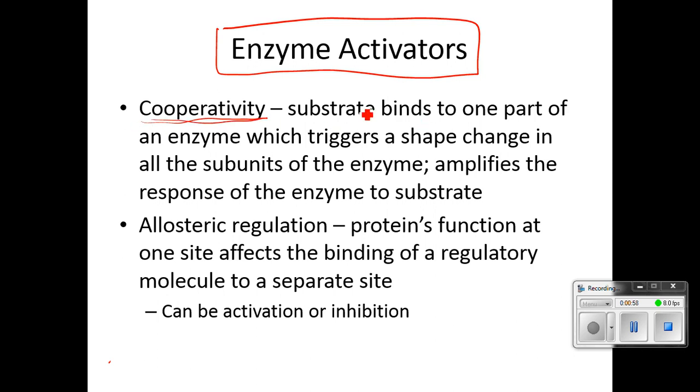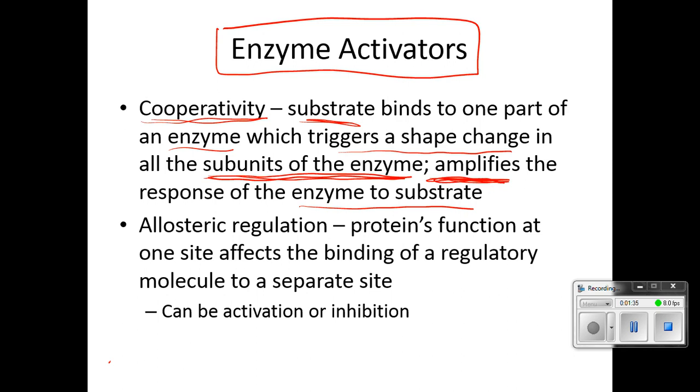A substrate, remember, is going to turn into the products. An enzyme is a catalyst, so it is going to speed up the rate of a reaction. The substrate is going to bind to one part of the enzyme, which is going to trigger a shape change in the subunits of the enzyme. Note that an enzyme can have more than one active site. Okay, it can be comprised of several. That's going to amplify the response of the enzyme to the substrate. So that's actually going to help the reaction speed along.